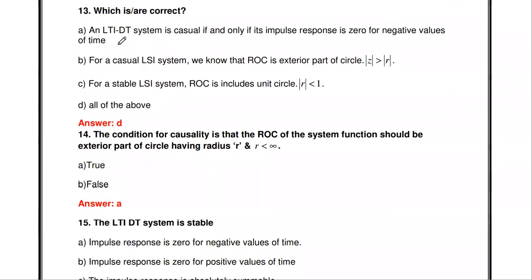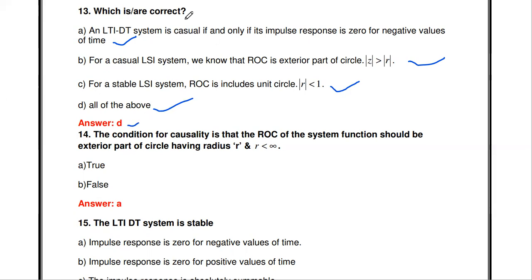You see the four conditions given. An LTI DT system is causal if and only if its impulse response is 0 for negative values of time. It's correct. For a causal LTI system, we know that the ROC is the exterior part of a circle. ROC means the region of convergence for the transfer function of the system. Yes, it's correct. Then for a stable system, the ROC includes the unit circle. It is also correct. So all of the above is the answer.